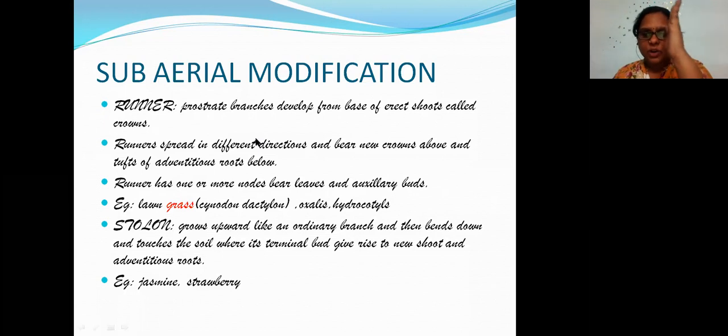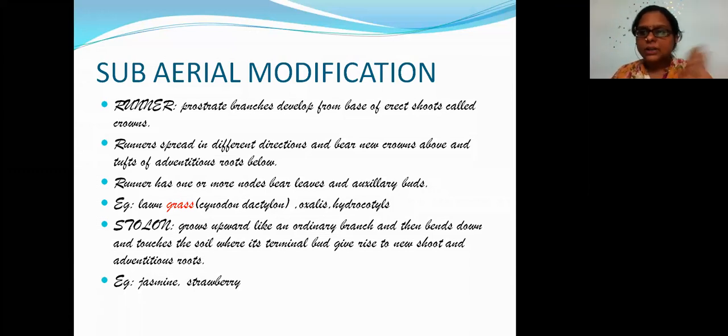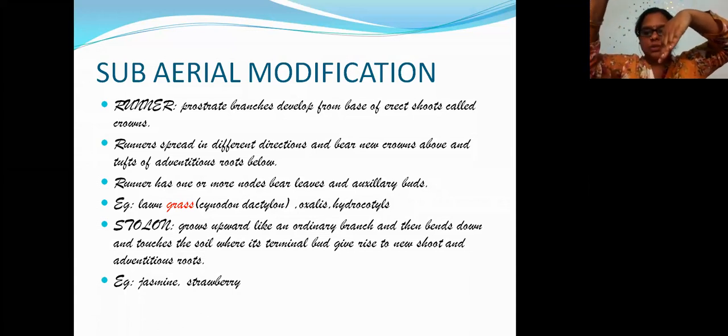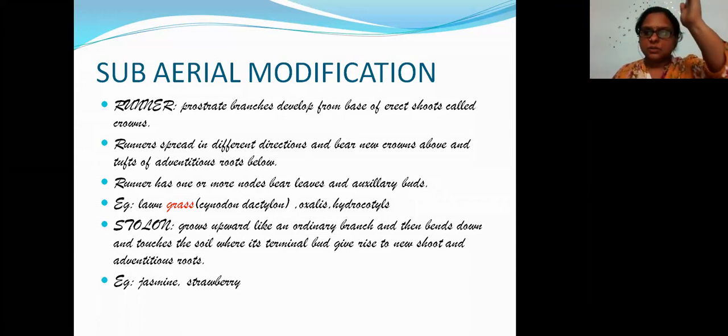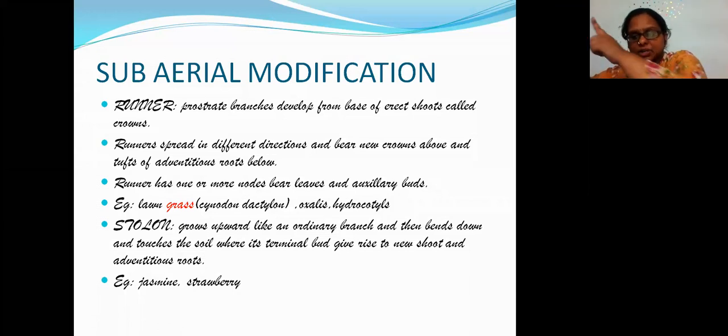Like if you have a crown, from this direction one, from this direction one, it goes in all directions. In case of runner, they will be scattered in all directions. But in case of stolon, it's not like that. The stem will grow, bend, and from the terminal only one comes out. You can say it's unidirectional. One came, then down, one came, so it's in one direction. But in case of runner, it is multi-directional. That's the only difference between the runner and stolon. Both have the adventitious root.